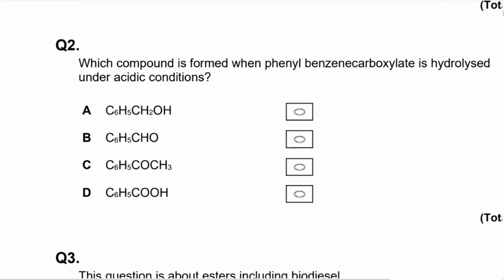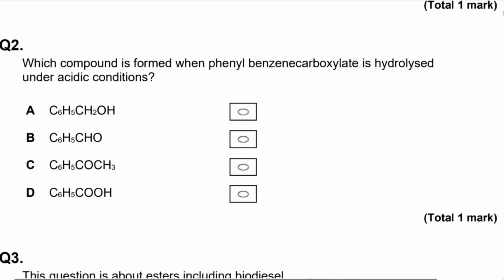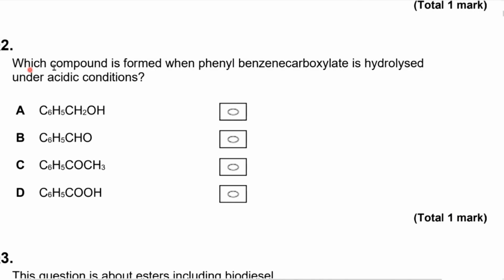Okay, question 2. Which compound is formed when phenylbenzene carboxylate is hydrolyzed under acidic conditions? So we've got four answers here, A, B, C, and D. Let's go ahead and draw out phenylbenzene carboxylate so we can work out what the product of its hydrolysis is. So what the hell is phenylbenzene carboxylate? Well, remember, a phenyl group is simply a benzene ring that's a side chain of another molecule. And then we've actually got a benzene ring here as well with the name benzene. So that means we've got two benzene rings in this molecule.